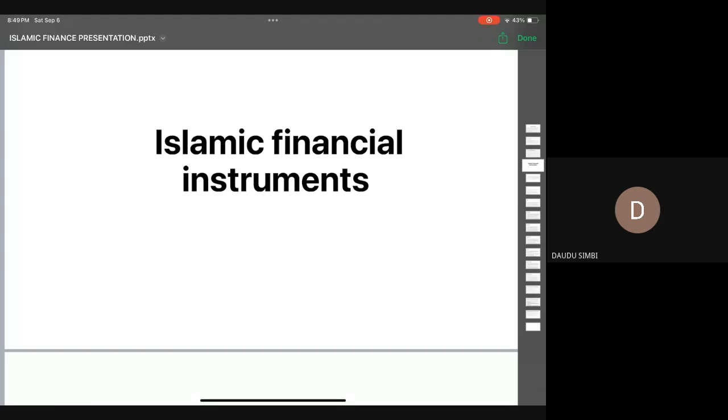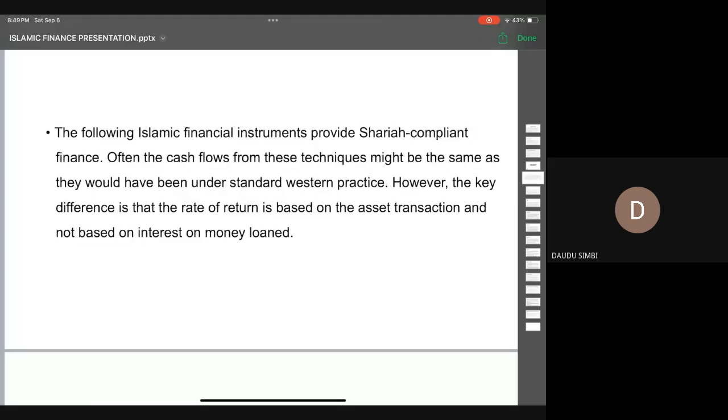So moving to the Islamic instruments. The following Islamic financial instruments provide Sharia compliant finance. Often the cash flow from these techniques might be the same as it would have been under standard Western practice. However, the key difference is that the rate of return is based on the asset transaction and not based on interest on money loaned.